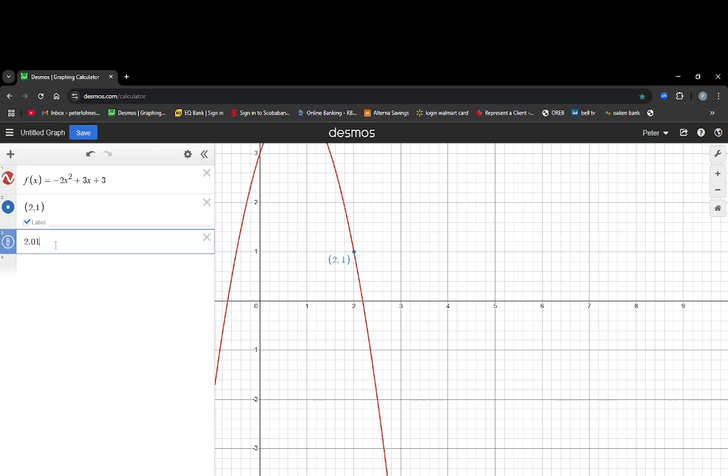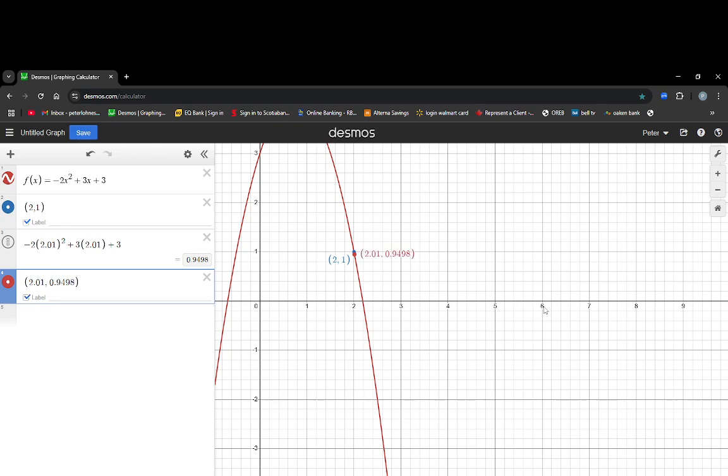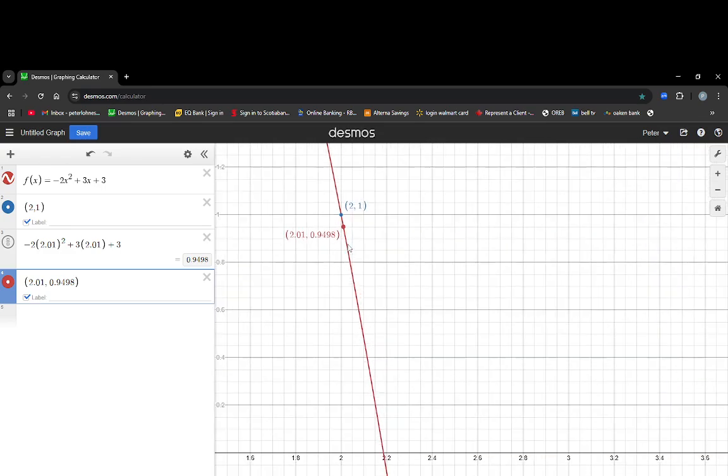Or I can let Desmos do it, but if I'm going to plug it into the formula, it's going to be minus 2 times 2.01 squared plus 3 times 2.01 plus 3. And that's really just plugging in the formula. And I get a y of 0.9498, which means I'm talking about the point (2.01, 0.9498). I want you to notice that it's very close to my original point, isn't it? They're so close together, it has trouble showing the difference.